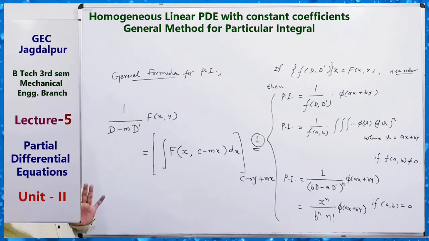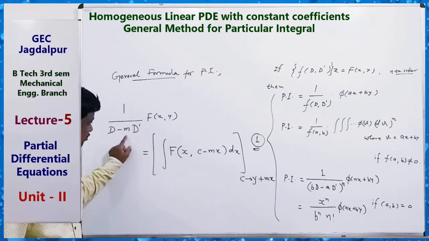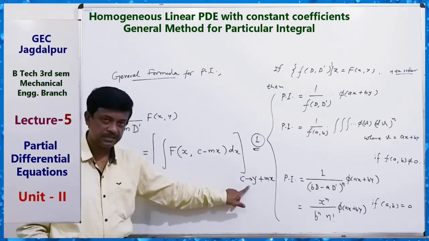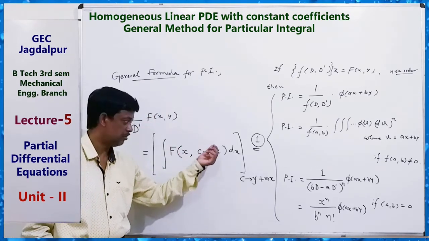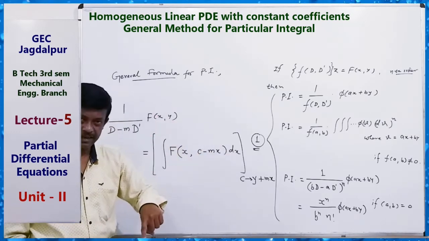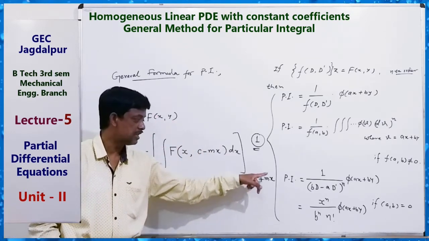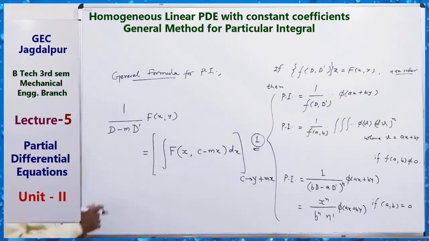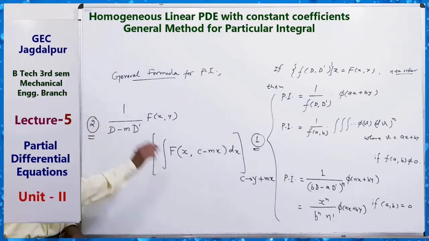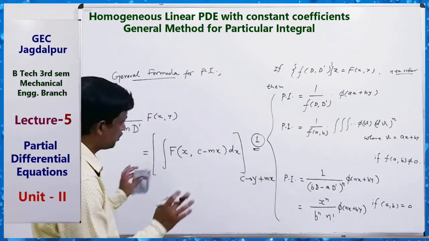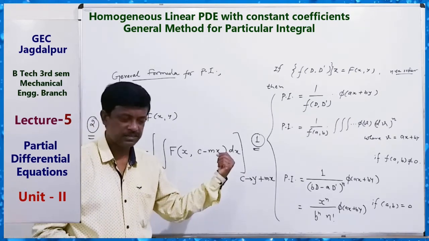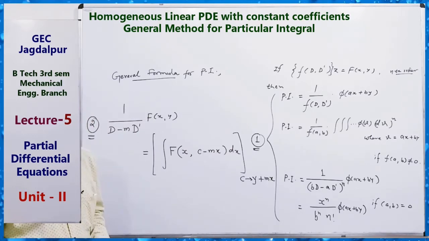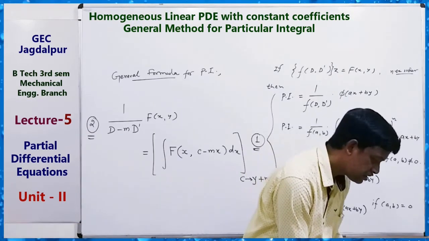Then we can get the value of this. Corresponding to this factor, we can find it by this. This means, in this function, in place of y we write c minus mx, then integrate with respect to x, and finally c is replaced by y plus mx. These are the two formulas. Note them down. Very, very important formulas. Along with other formulas I discussed in the previous class, now we try to solve some questions. So, take the first question.